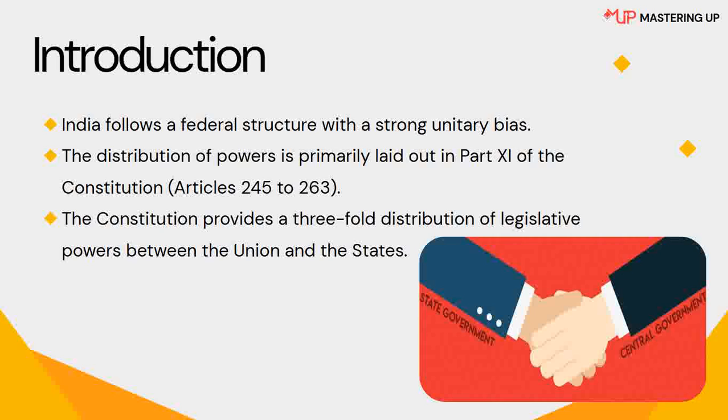The distribution of powers between the center and the states is primarily laid out in Part 11 of the Constitution, as mentioned in Article 245 to 263. The Constitution provides a threefold distribution of legislative powers between the Union and the states. The structure aims to maintain both national unity and regional autonomy, which is the core of Indian federalism.